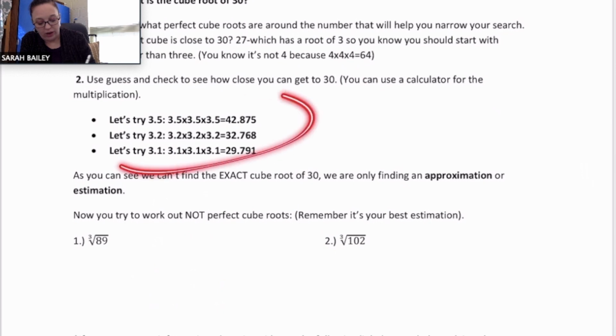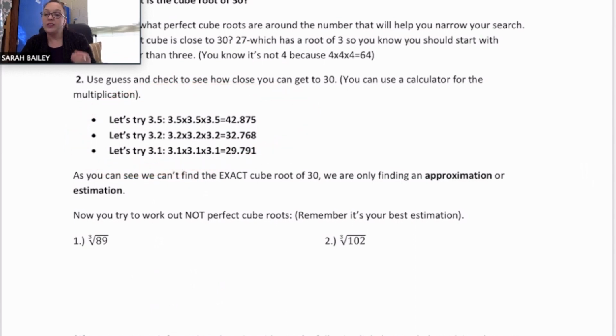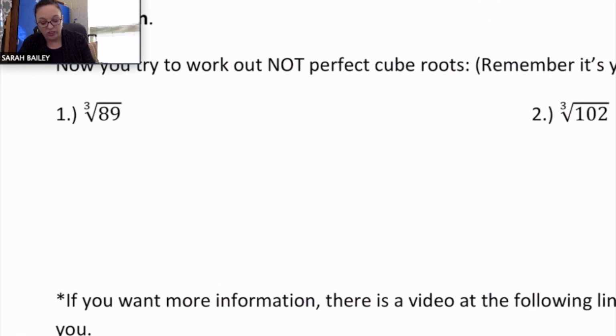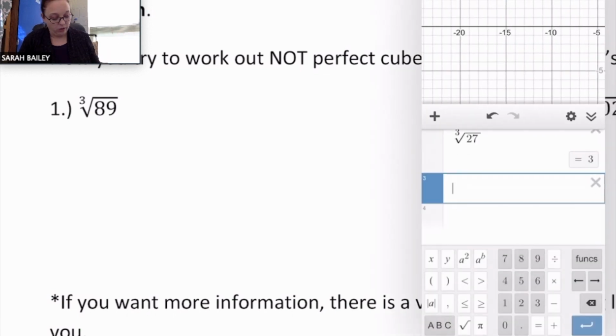So you could do guess and check is what they're talking about in this section. So you could try 3.5 cubed and 3.2 cubed because it was too high, then 3.1. So it's somewhere between 3.1 and 3.2. So you get an estimation. So it says now you try to work out these numbers that are not perfect cubes. And we're actually going to cheat just a little bit here. And we're going to use our calculator.